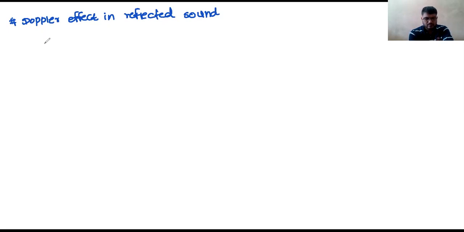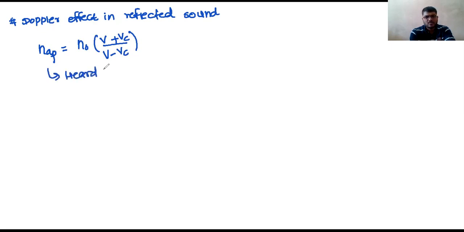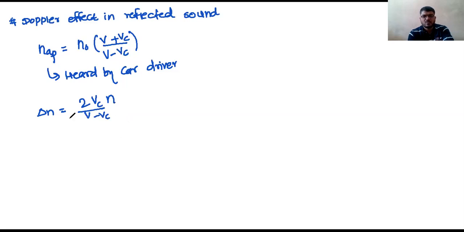So here N apparent is equal to N naught into V plus velocity of car over V minus velocity of car. Okay, this is what is heard by the car driver. And here if you want delta N, then it is 2 into velocity of car into N divided by V minus velocity of car. What number of beats we can see in the reflected sound.